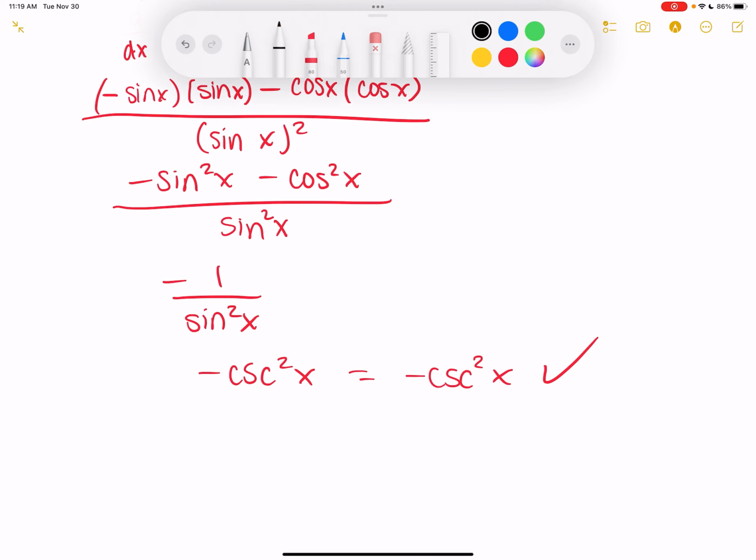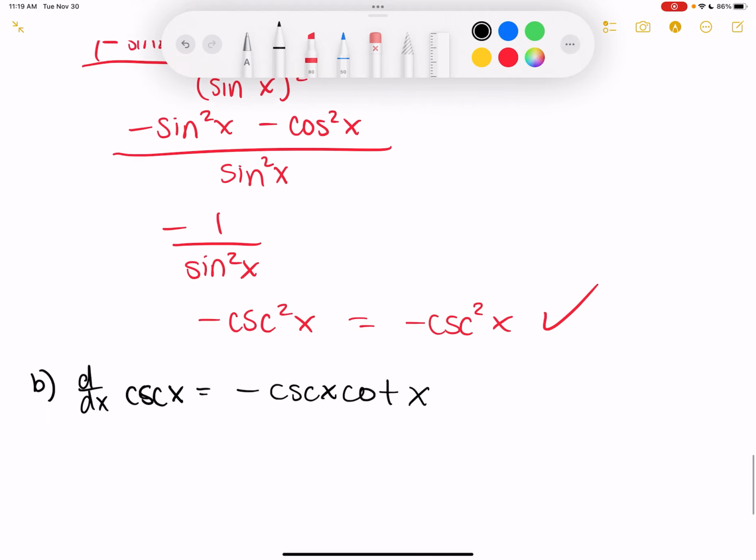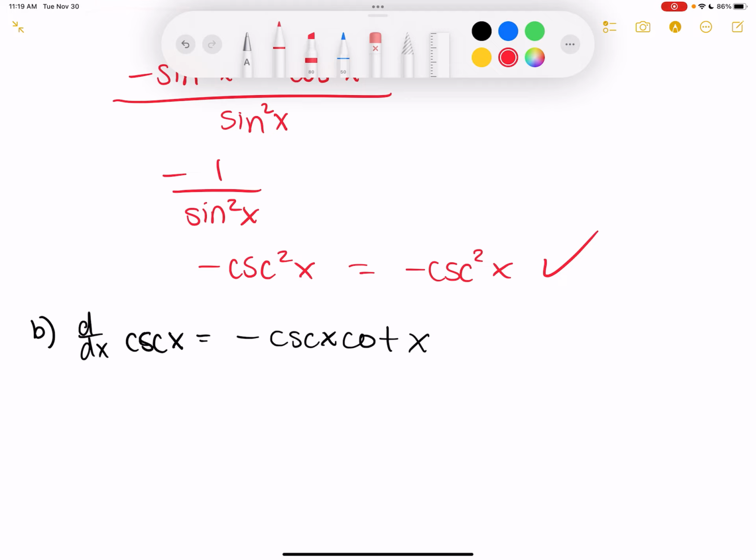So then part B was the derivative of cosecant of x is equal to minus cosecant of x cotangent of x. So again, I'm going to do something to the left side to ultimately make it look like the right side. So how can I rewrite the left side? One over sine. Yep, 1 over sine.